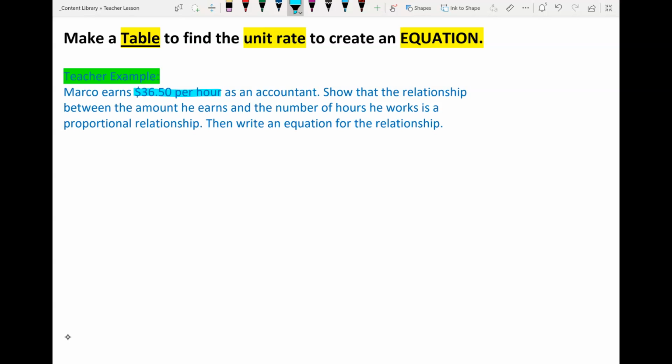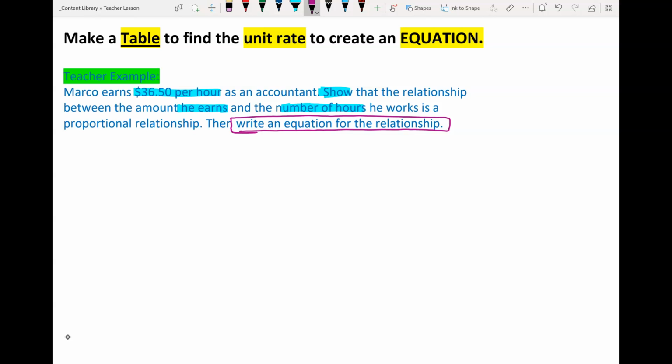As an accountant, show that the relationship between the amount he earns and the number of hours he worked is a proportional relationship. So we know that he is going to be paid at a constant rate because it has a proportional relationship. In the very end, we are going to be writing an equation. And if you notice, I boxed it because that's something I have to do.